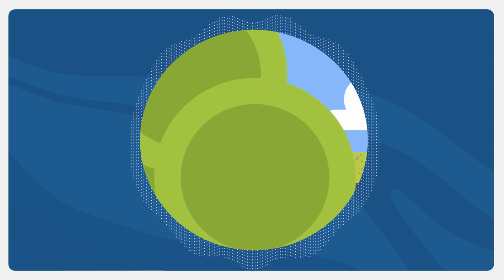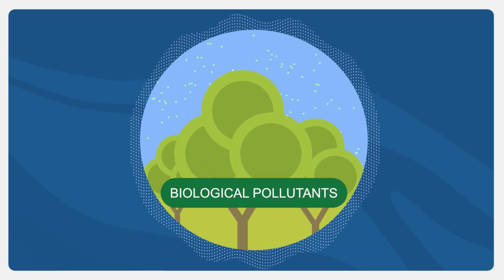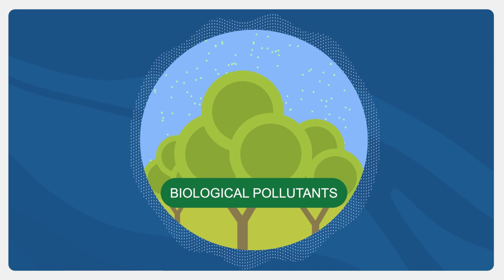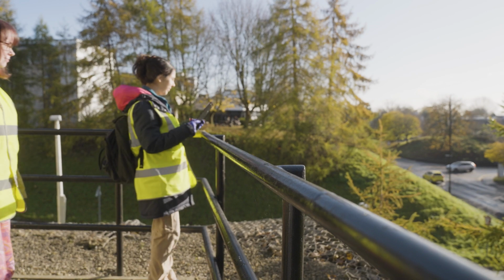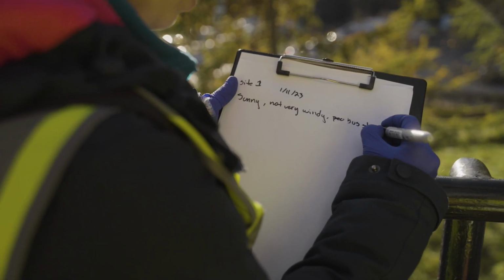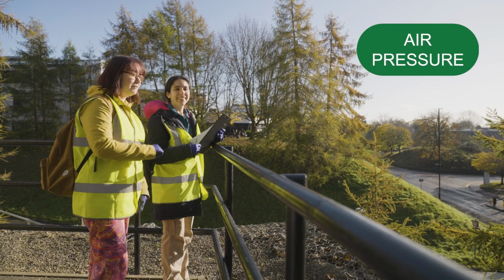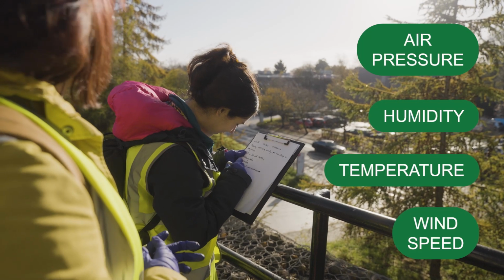There's also the option to look for biological pollutants including pollen, spores, and microorganisms, which can be important to monitor in the environment. Make sure you record both site-specific and wider meteorological data, and consider measuring and recording variables such as air pressure, humidity, temperature, and wind speed, as these can impact the distribution of pollutants.